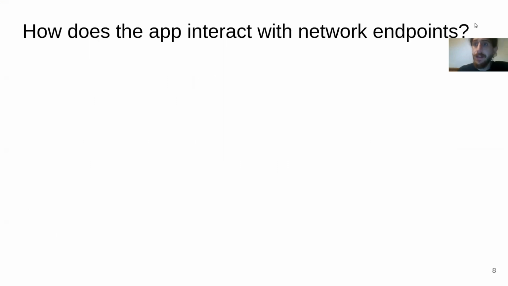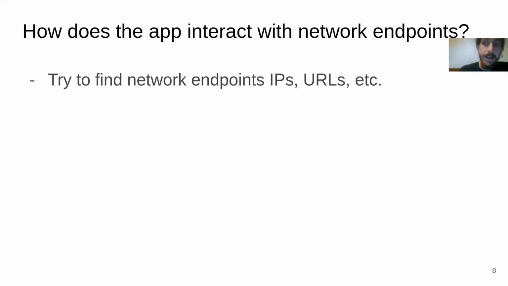Okay, another question was, how does the app interact with network endpoints? That's a common question, trying to see, for example, if the app is just sending something to the network, or if it's downloading something from the network and then executing it. And again, there are a bunch of potential starting points. One thing you could do is to try to find IP addresses or URLs in your app.